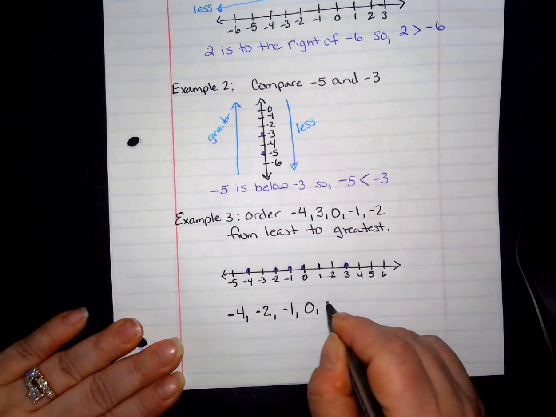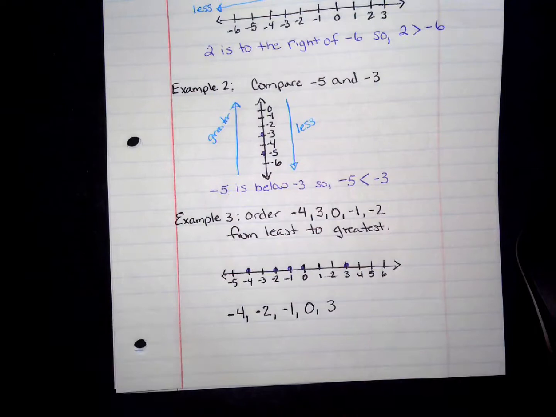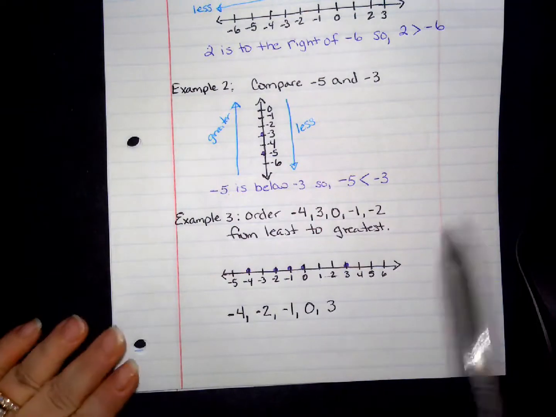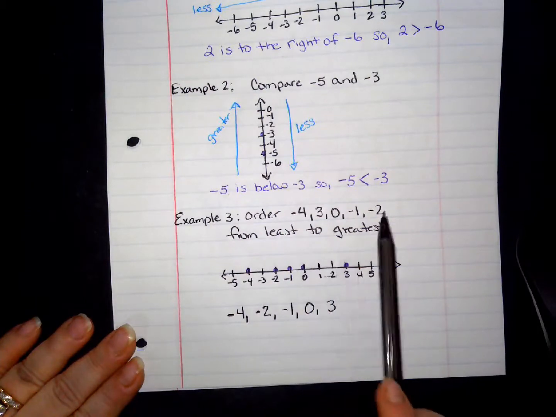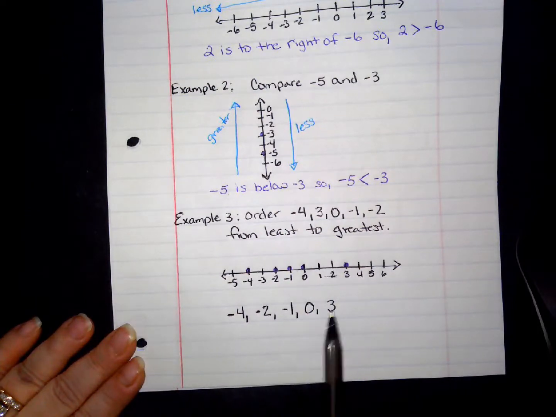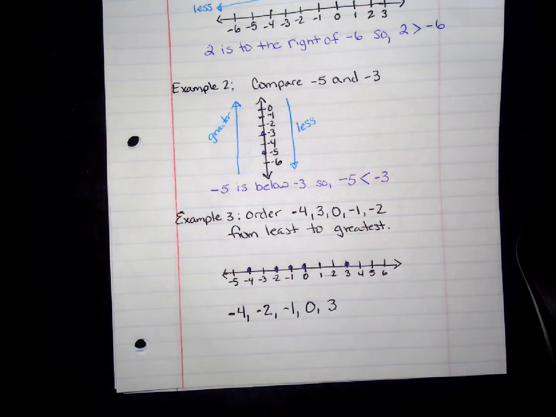3. And before I finish, before I say, okay, that's my answer and I'm going to submit, I want to count my numbers. Did I order all of them? 1, 2, 3, 4, 5. I ordered all of them. Okay? So since I did that, I know that I have the right amount of numbers.